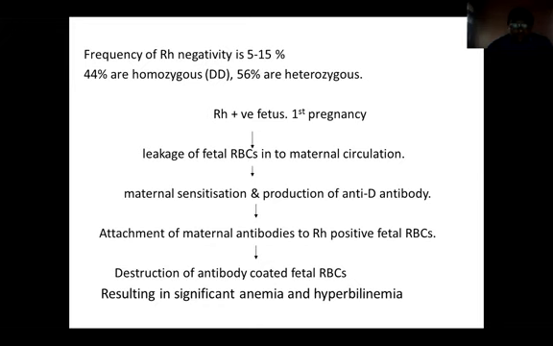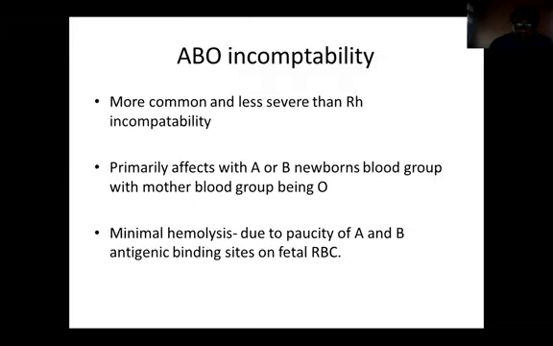So initially in the first pregnancy, there will be leakage of fetal RBCs into the maternal circulation, and sensitization, with production of anti-D antibody. Attachment of maternal antibodies to Rh positive fetal RBCs will occur, and there will be destruction of the antibody coated fetal RBCs, resulting in anemia with severe hyperbilirubinemia.